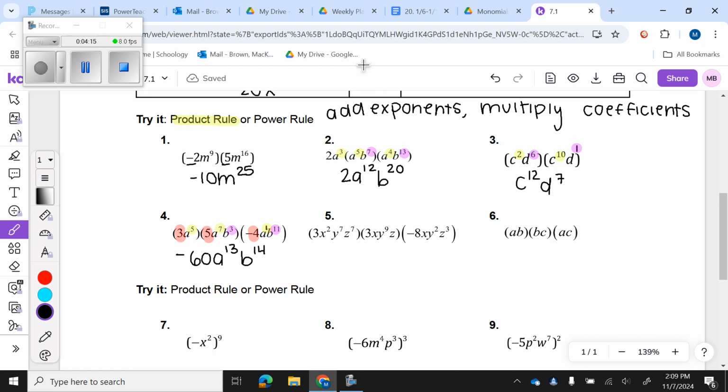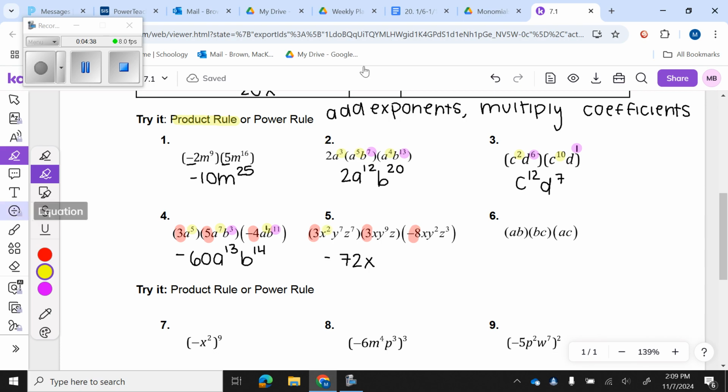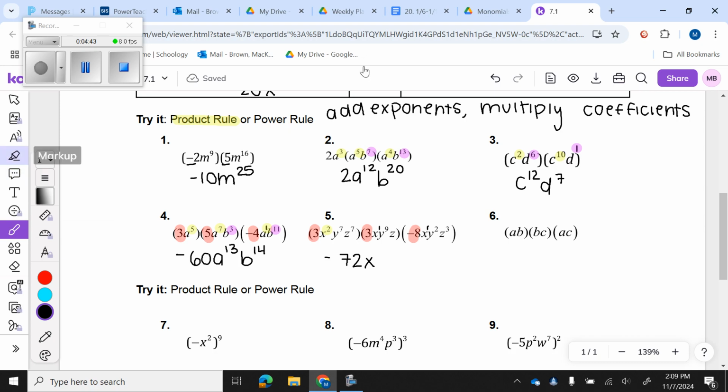All right. Again, number 5, add your exponents, multiply your coefficients. My coefficients here are 3, 3, and negative 8. So I'm going to do 3 times negative 8. That's going to give me negative 72. Then for X, I have to add all my exponents. So all my x's, that's going to be 2 plus, neither one of these has an exponent, so I'm going to give them both a 1. 2 plus 1 plus 1 is going to give me x to the 4th.